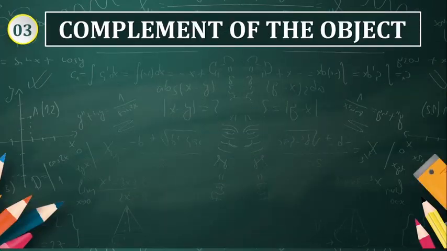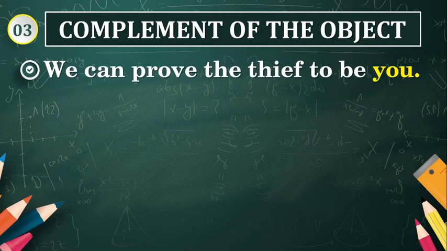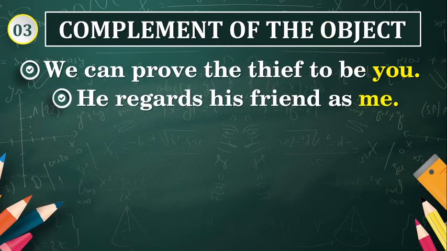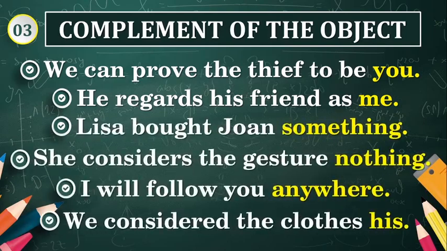Furthermore, pronouns can function as the complement of the object. They can complete the object. At this point, it would be good to check out the video on the differences between the direct object and the indirect object for more clarification. So here we said pronouns can function as the complement of the object. For example, we can prove the thief to be you. He regards his friend as me. Let's see some other examples as displayed on the screen.